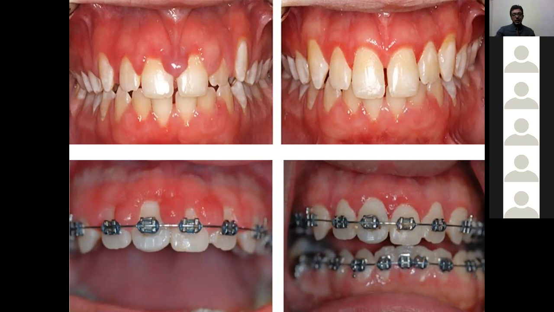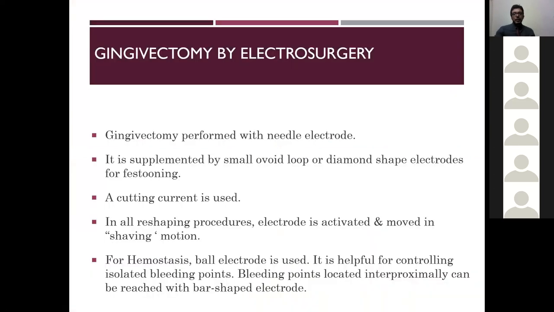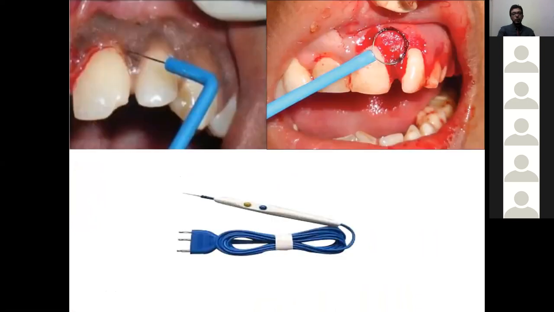You can do crown lengthening. Crown lengthening also is a gingivectomy. You can even plan that post removal of the braces for even gingival margins. Then we can do gingivectomy by electrosurgery. Electrosurgery, I told you that you can use a needle electrode. You also have various diamond and loop electrodes. The cutting current is used, and you can reshape it. Hemostasis can be done with the ball electrode. I've already told you about this. You can see that this is a needle electrode which is used to cut or excise. This is a loop electrode which is used for plasty, or for controlling the hemostasis, the bleeding, you can see here. And this is something different.